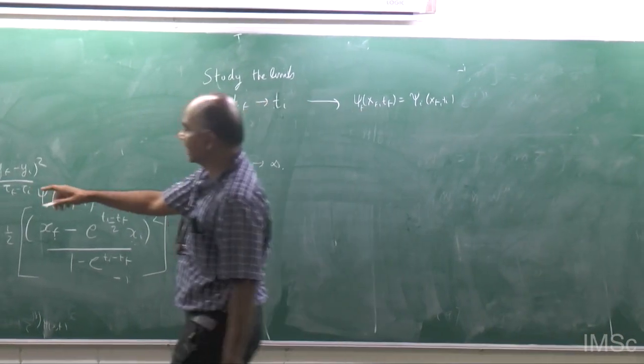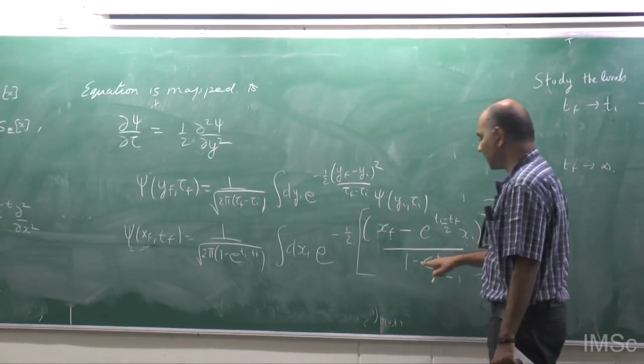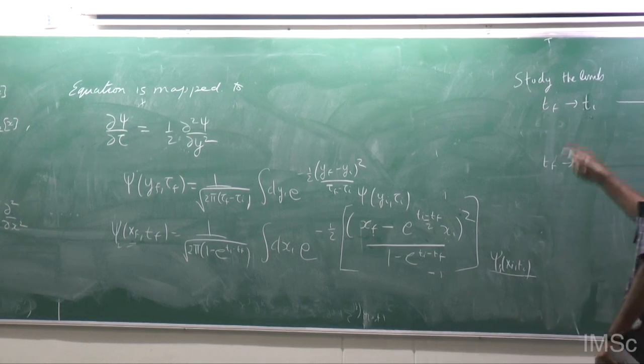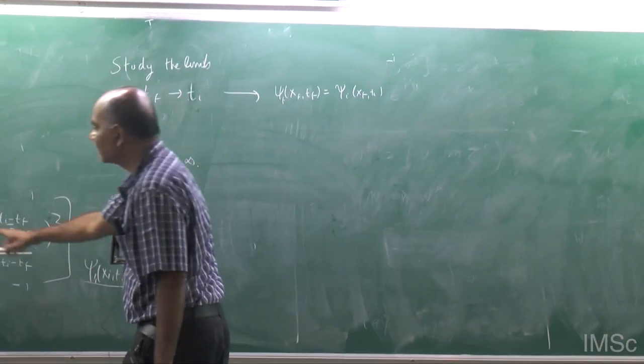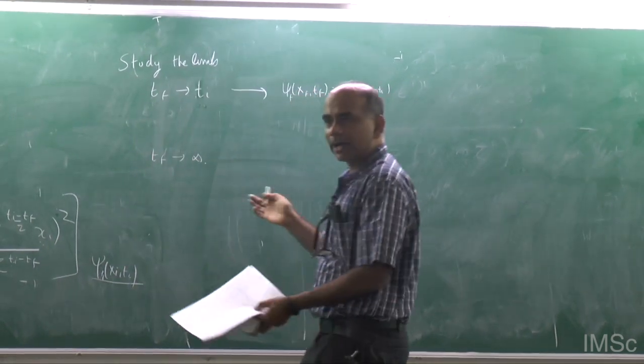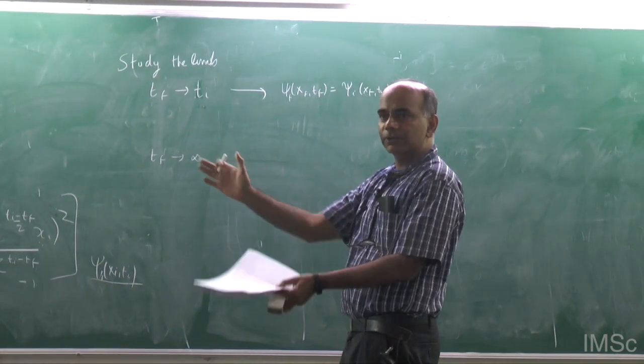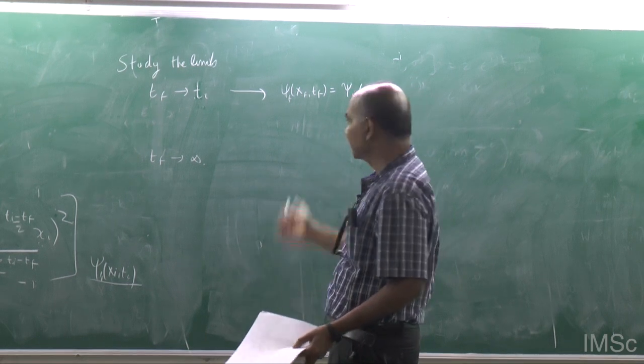Yeah, see, it's just this thing. This thing has been mapped into that, but because it's an exponential, in that limit it becomes a delta function, as it should. So as tf goes to zero, there's no evolution, so you recover your original wave function.